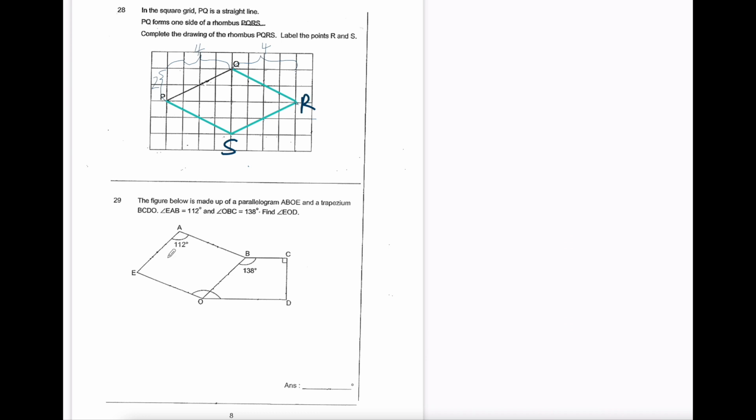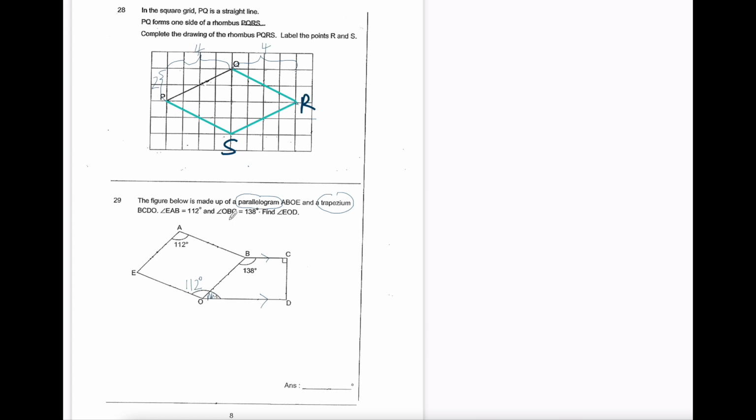The figure below is made up of a parallelogram, ABOE. So when we see parallelogram, we should be happy because the angle opposite is the same. Okay, so if this is 112, this will also be 112. Okay, so the trapezium BCDO. Okay, so when we see a trapezium, that means we have parallel lines here, correct? And the angle in between parallel lines will be 180. So we can easily find out what's this angle.